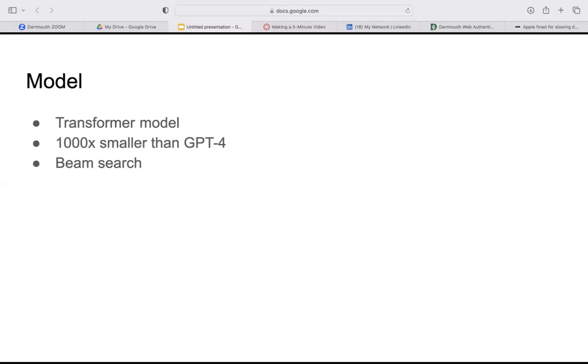So they use these millions of questions to train a traditional transformer model. It's 1,000 times smaller than GPT-4. It's able to be 1,000 times smaller because the data is very structured and there's not a lot of error in it. So this allows them to really efficiently train a model.